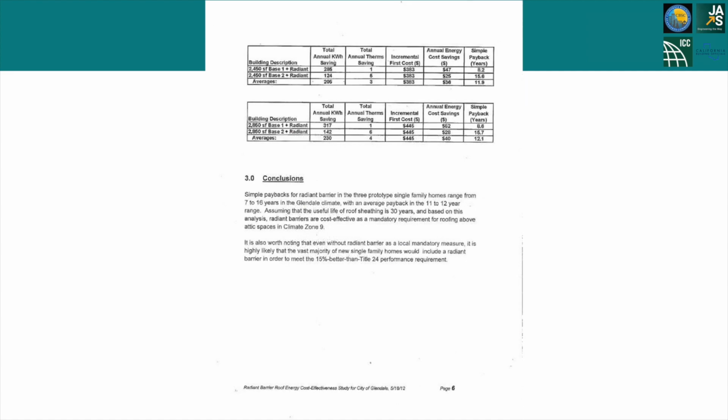As we can see on the last page of the report, the consultant considered several model prototype buildings and concluded that the local amendments to require radiant roof barriers had an average payback period in the 11 to 12-year range. Assuming that the useful life of roof sheathing is 30 years, the analysis concluded that radiant barriers are cost-effective as a mandatory requirement for roofing above attic spaces in the jurisdiction's Climate Zone 9.